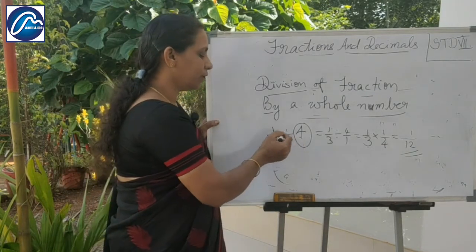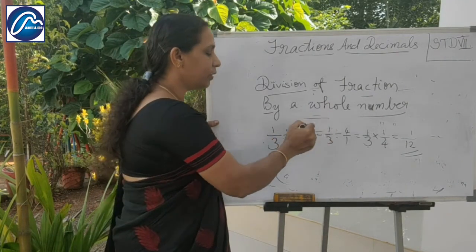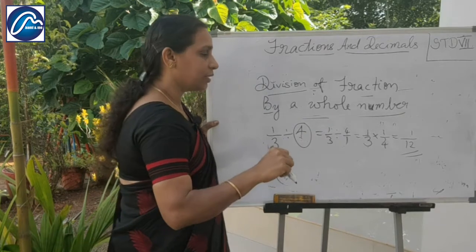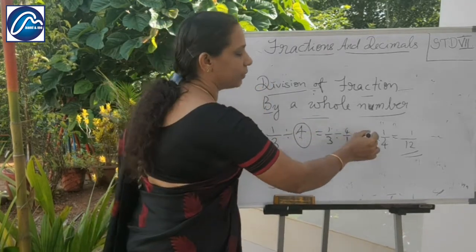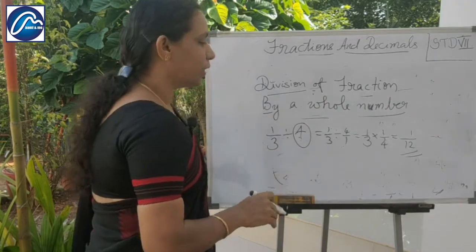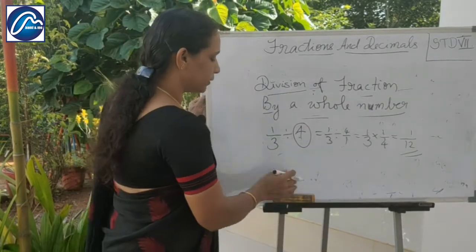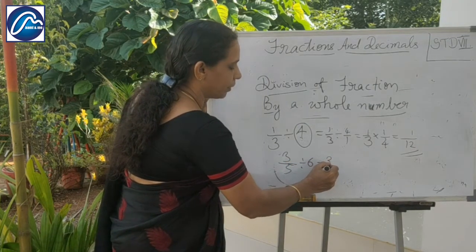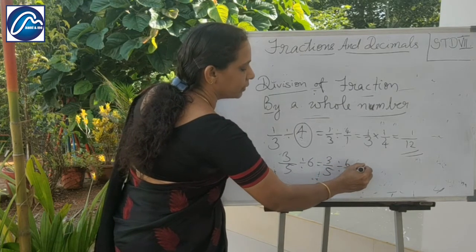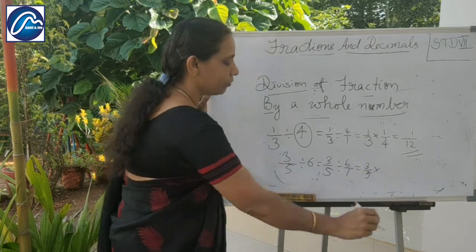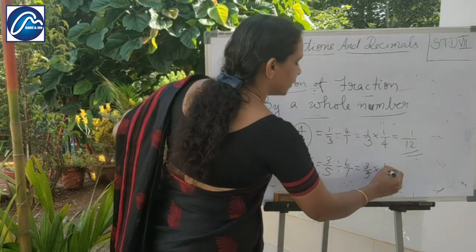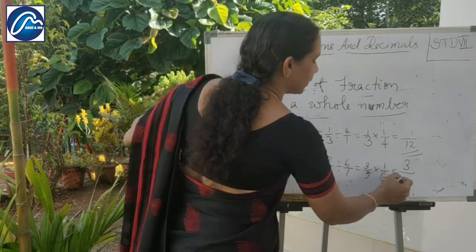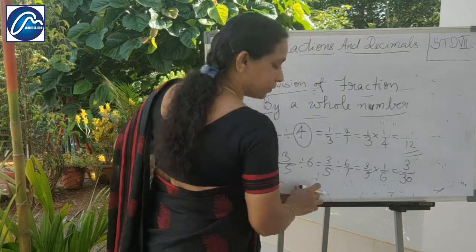When you are dividing a fraction by a whole number, you have to write the whole number as a fraction first, that is, put it over 1. Then you take the reciprocal and multiply, just as we did earlier. Another example: 3 by 5 divided by 6. Then 3 by 5 divided by 6 by 1. When dividing a fraction, you take the reciprocal and multiply. 3 into 1, 3. Multiply the numerators, multiply the denominators. So 3 by 30.